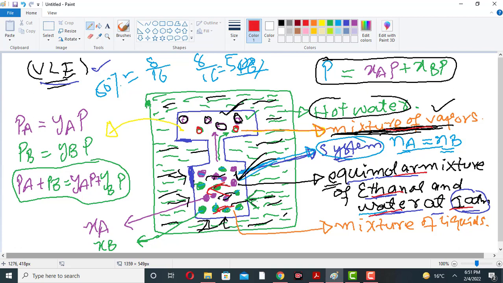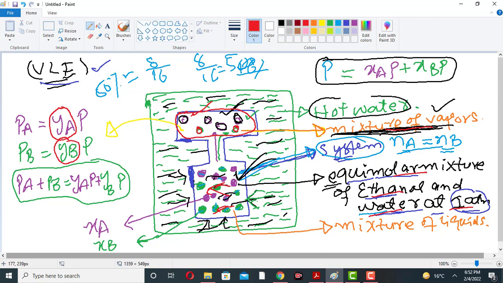So what will be the composition of ethanol and water in this vapor mixture in this space? The composition of ethanol in this vapor mixture will be denoted by Ya, and the composition of water vapor in this vapor mixture will be denoted by Yb.